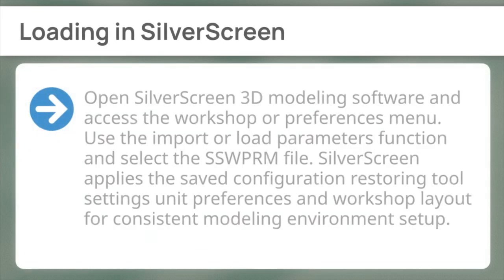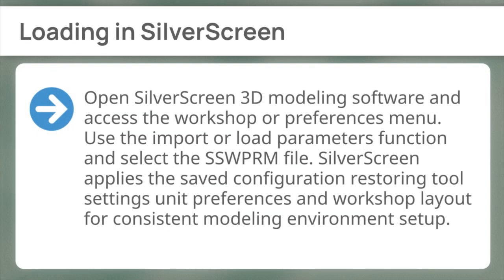First, loading in SilverScreen. Open SilverScreen 3D modeling software and access the Workshop or Preferences menu. Use the Import or Load Parameters function and select the SSWPRM file. SilverScreen applies the saved configuration, restoring tool settings, unit preferences, and workshop layout for consistent modeling environment setup.